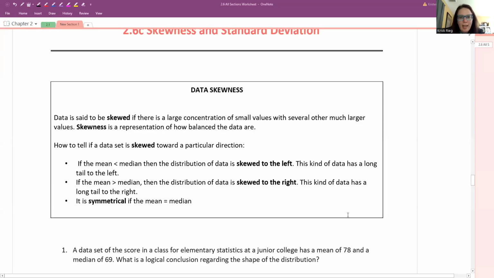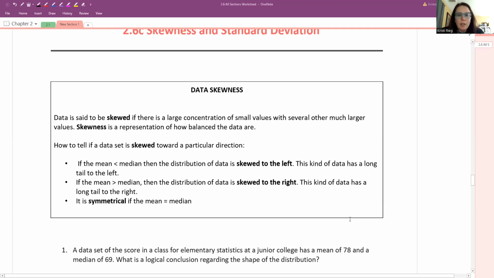Hi, in this video, we are going to talk about skewness and standard deviation. To start off with skewness, I'm just going to go over what the worksheet says, but then I'm going to show you a picture, and I'm not going to try to draw it because that is not going to work out well. You'll see once you see the picture. It says data is said to be skewed if there's a large concentration of small values with several other much larger values. And it's a representation of how balanced the data are.